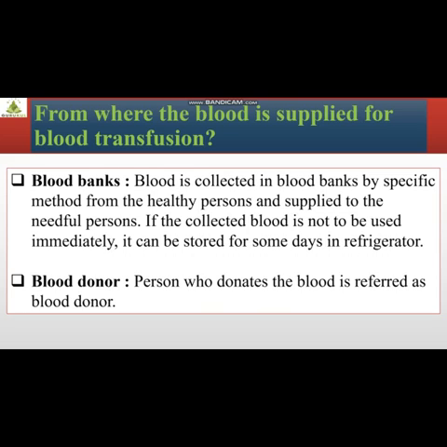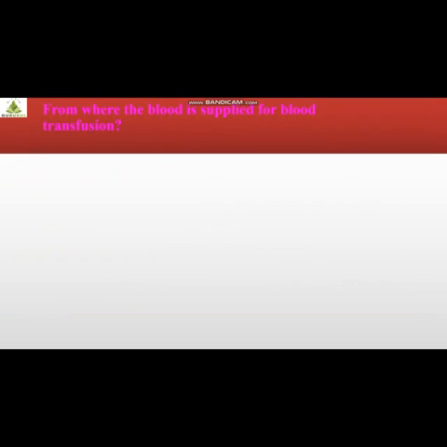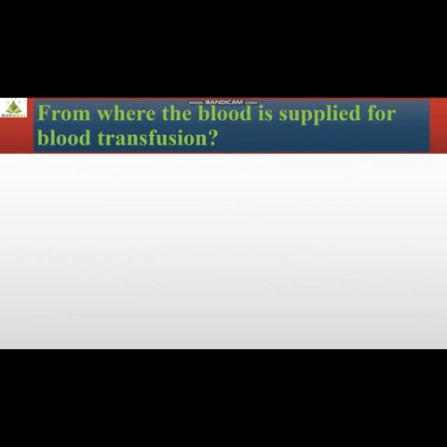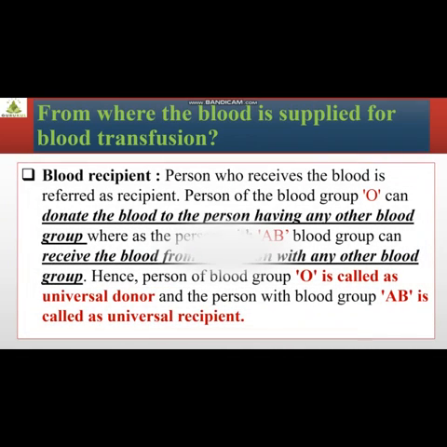Blood donor. Now let us understand who is a blood donor and blood recipient. Who is a blood donor? A person who donates the blood is referred to as a blood donor. We have a lot of blood donation camps throughout. So a donor is a person who donates the blood. Let us understand the other thing, that is blood recipient. A person who receives the blood is referred to as a recipient.